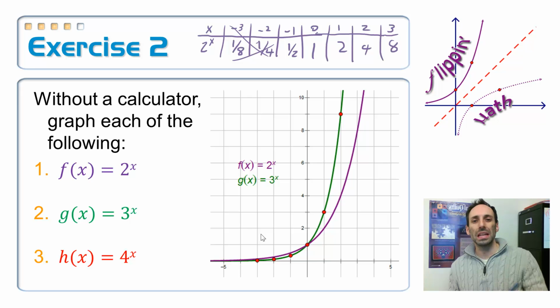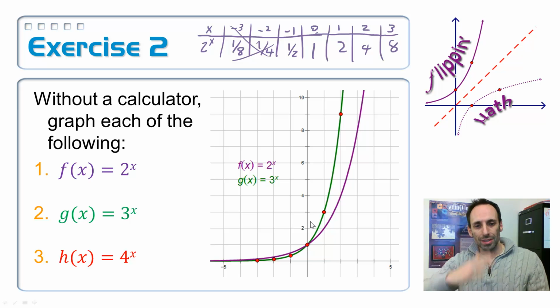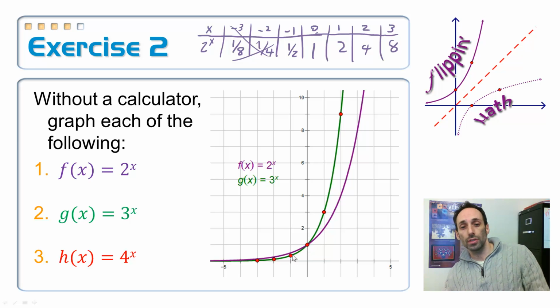Okay, so if you compare these two graphs, of course the one that's in green, the one with a larger base, is steeper. It's going to get bigger faster, but on the other side of the x-axis, it's actually down below the purple graph.